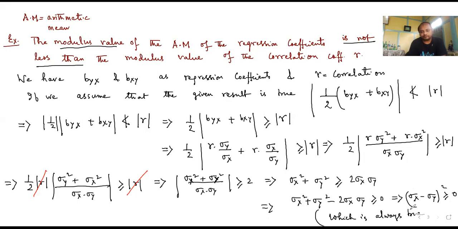So what we find is that we started with this assumption to be correct, and if we assume that this result is correct, then we ultimately reach this conclusion. This conclusion is not an absurd conclusion. That means our assumption, that the arithmetic mean of the two regression coefficients is not less than the correlation coefficient, is actually holding here. This is actually true, isn't it?